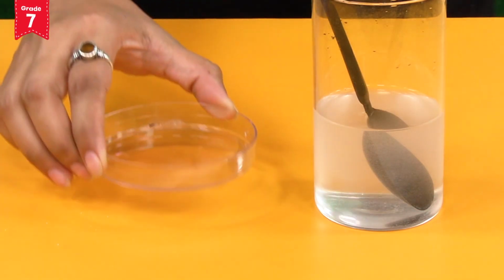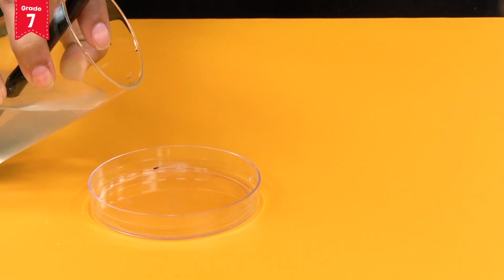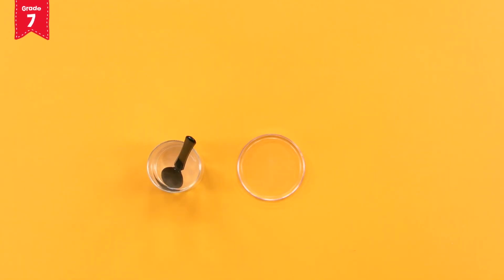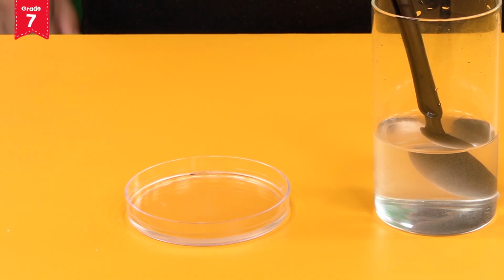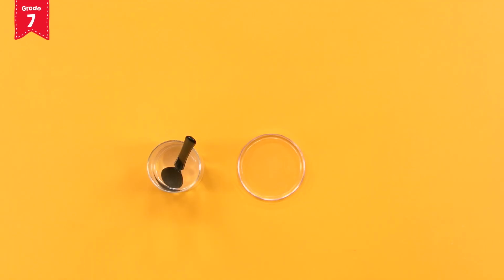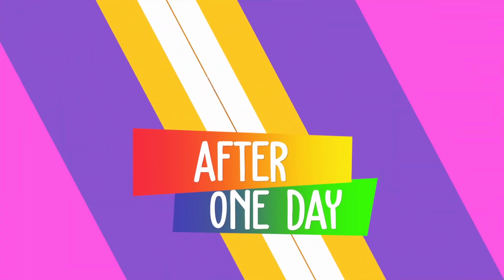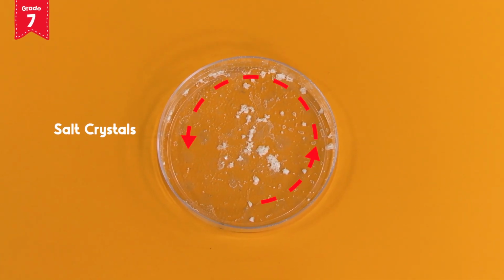Take the Petri dish. Fill half of the Petri dish with this salty water like this. This salty water is similar to the sea water or saline lakes. Leave this solution in sunlight for 1 day. Observe what happens the next day. You will observe salt crystals in the Petri dish.